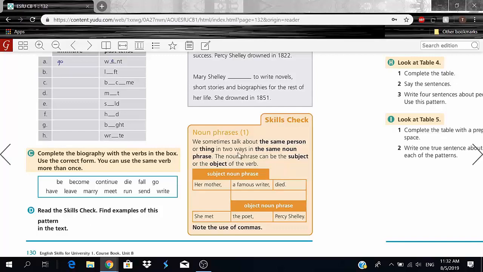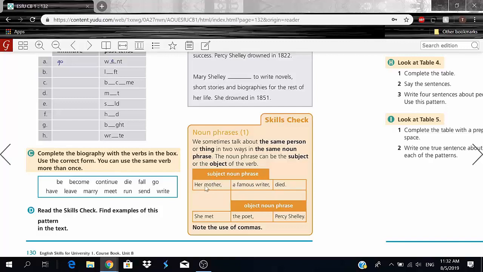And here we sometimes talk about the same person or thing in two ways using the same noun. So the noun phrase can be the subject or the object of the verb. Using the same noun phrase, we could talk about the same person or thing in two different ways. For example, her mother, a famous writer, died.